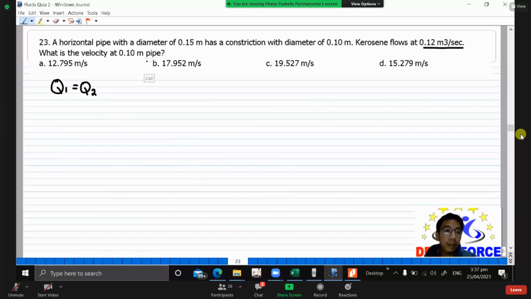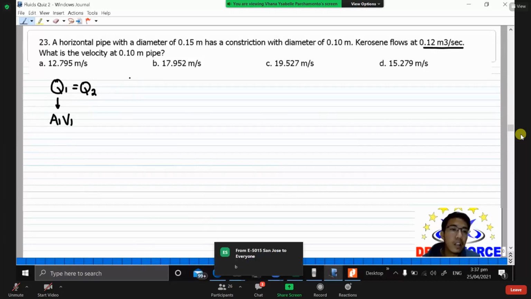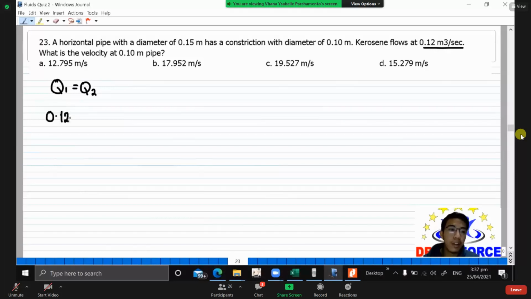Okay, ang tinatanong dito is yung velocity at a 0.1 meter pipe. So, pwede mo nang gamitin agad to. Diba ang Q is AV? Let's assume na yung Q2 is yung given. Okay, so A1, that is ito. Pabaliktad pala. Sabi niya yung kerosene flows, yun yung Q1 natin. So, we have 0.12 cubic meter per second. Okay, dadaan daw siya from 15 to 10 diameter. So, that is, dito tayo mag-AV.